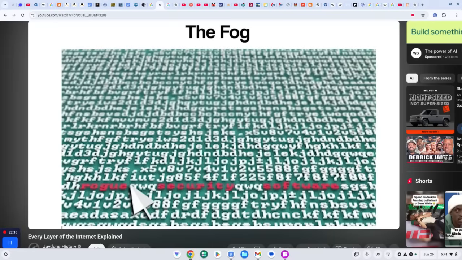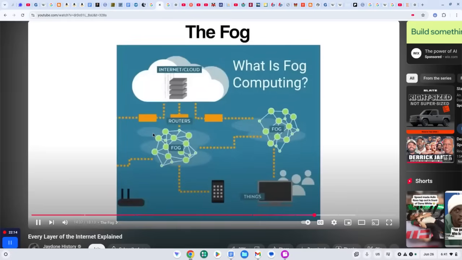Some believers of the concept claim that viruses and self-replicating bots drift endlessly in this layer, infecting any accessible system that drops too deeply into the network's unregulated regions.